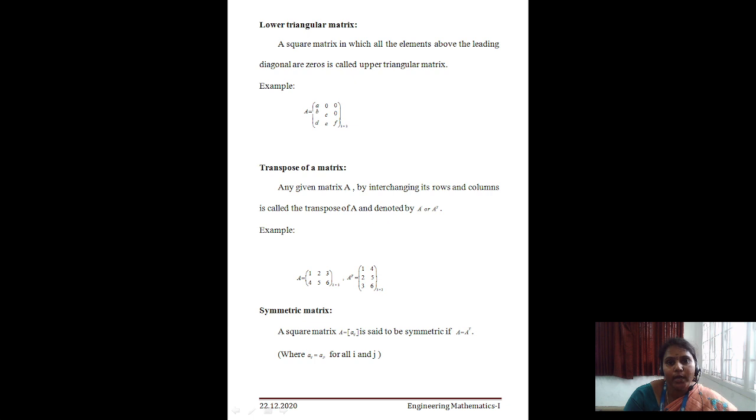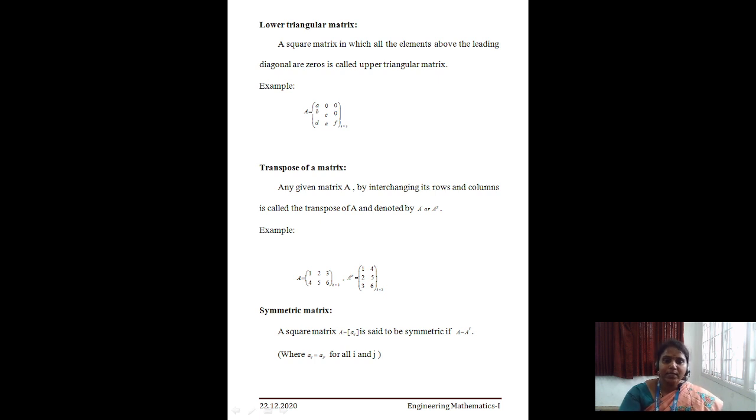Then a lower triangular matrix. A square matrix in which all the elements above the leading diagonal are 0 is called a lower triangular matrix. So A is equal to [a, 0, 0; b, c, 0; d, e, f]. Here the leading diagonal is a, c, f, and above that the elements are 0, 0, 0. So it is called a lower triangular matrix.